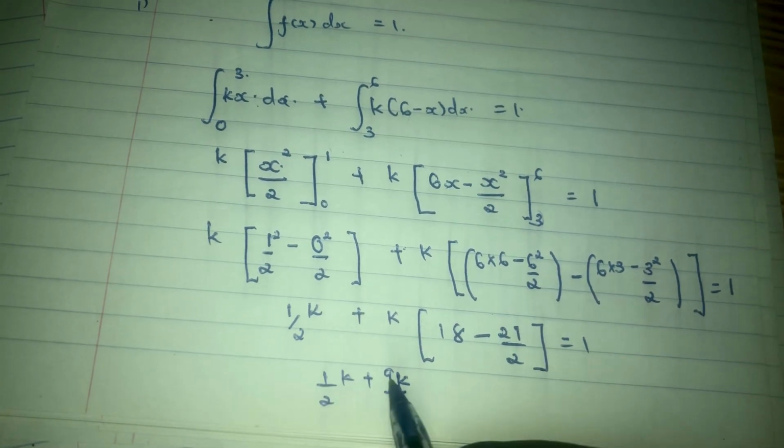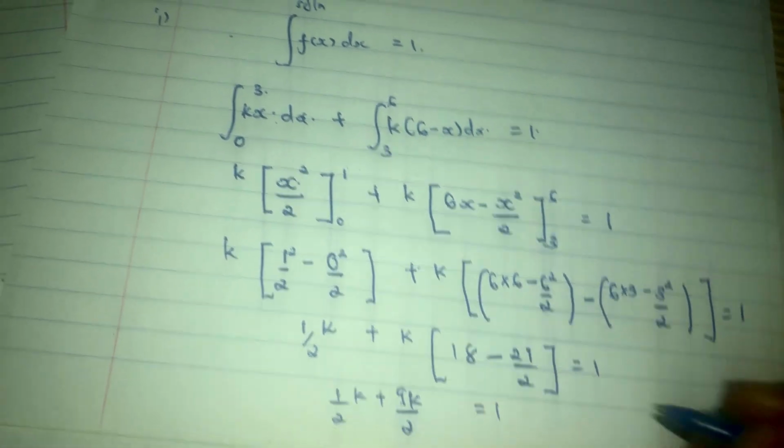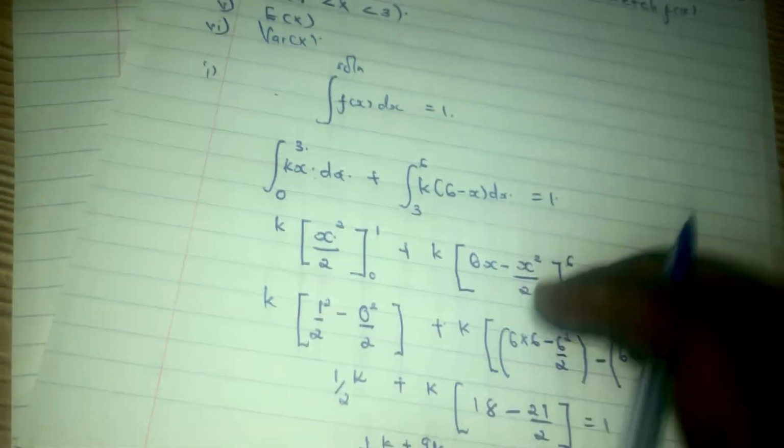When you get 9 plus 1, you get equals to 1. So this will leave us with 10 over 2 k equals to 1. When you divide this, you remain with 5k equals to 1.